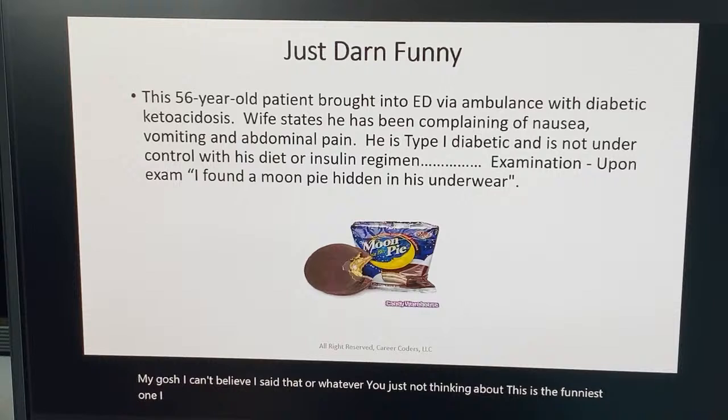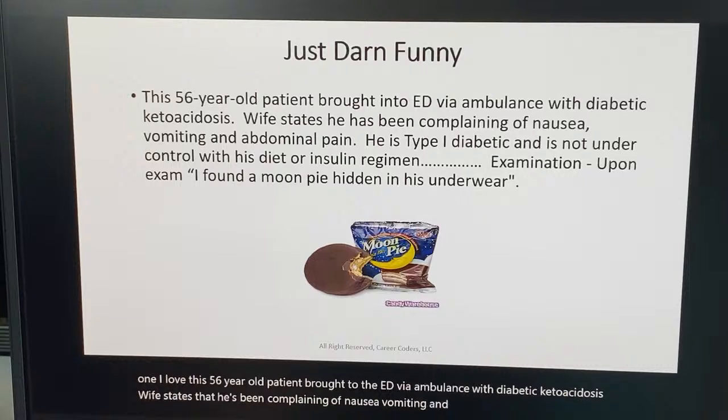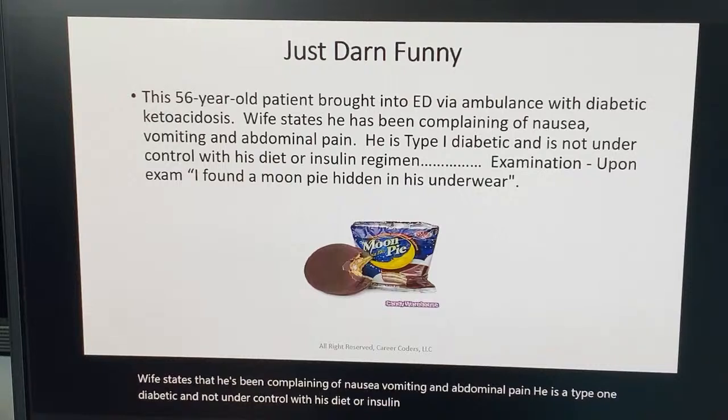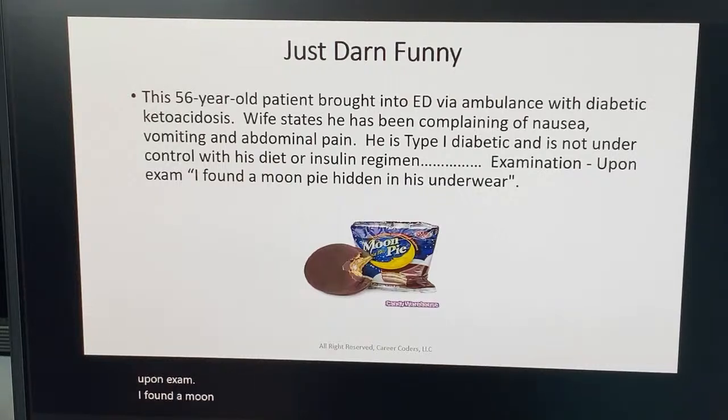This 56-year-old patient brought to the ED via ambulance with diabetic ketoacidosis. Wife states that he's been complaining of nausea, vomiting, and abdominal pain. He is a type 1 diabetic and not under control with his diet or insulin regimen. Upon exam, I found a moon pie hidden in his underwear.